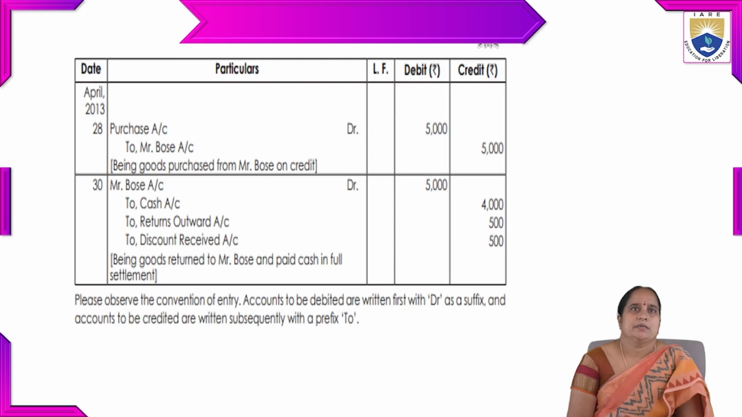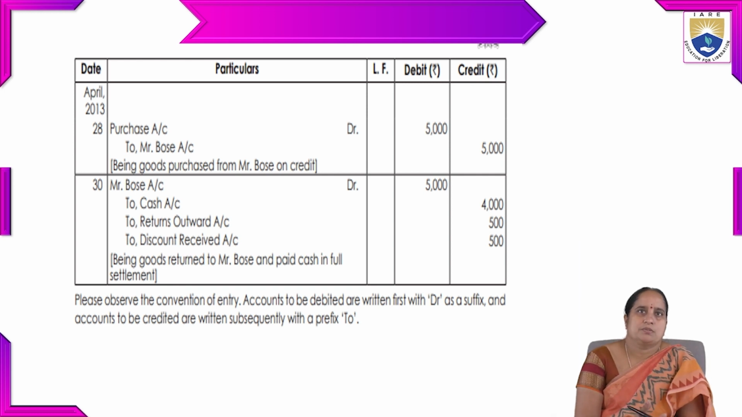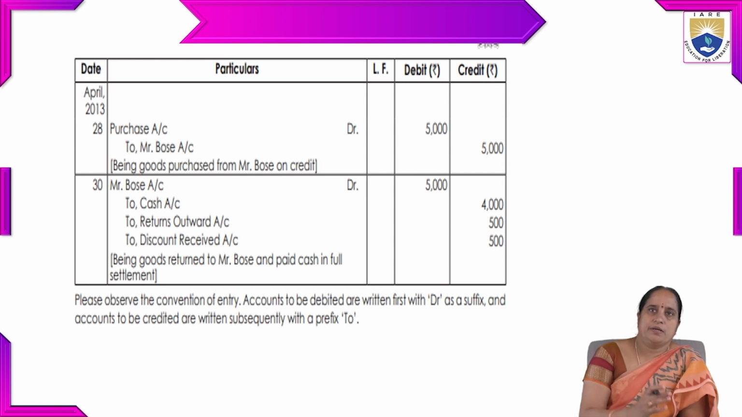On 28th April, being goods purchased from Mr. Bose on credit. So, as with Mr. Bose, we made credit purchases. So, purchase account should be debited, yet to pay. That is the reason on debit side we mentioned 5,000, and from Bose's account we have to credit 5,000 as it is credit purchase. The same 5,000 we mentioned on credit side.